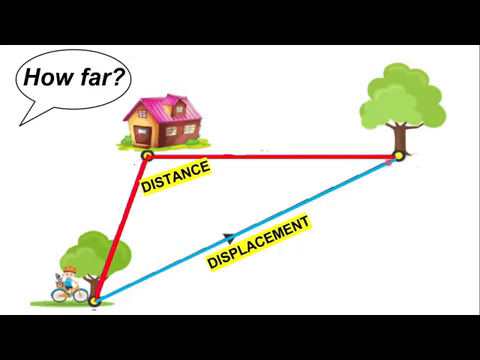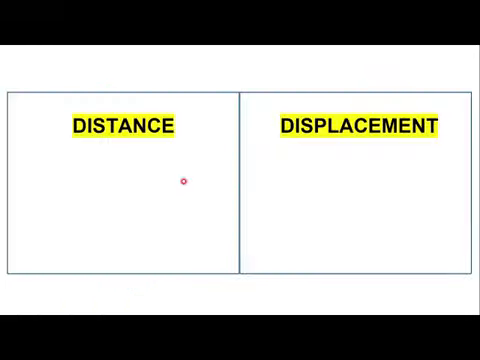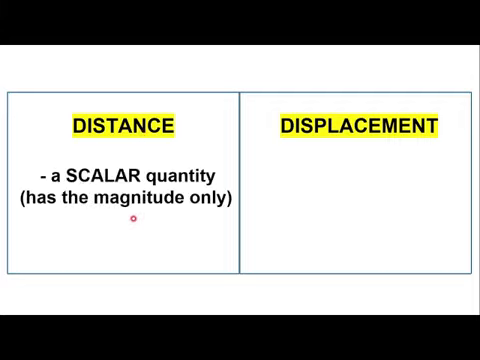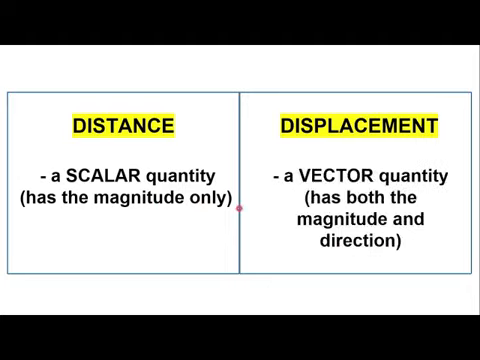It is represented by the red line. When we consider the distance between the initial and final position of the object, then we are after its displacement. Note that displacement has direction, which is represented by the arrow, and distance has no direction. So this makes distance a scalar quantity since it has magnitude only, while displacement is called a vector quantity because it has both magnitude and direction.